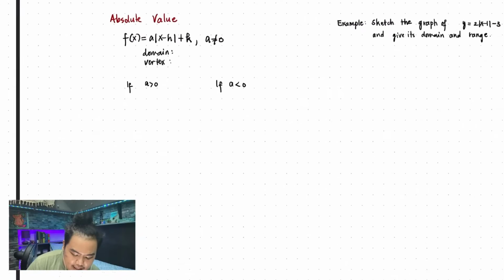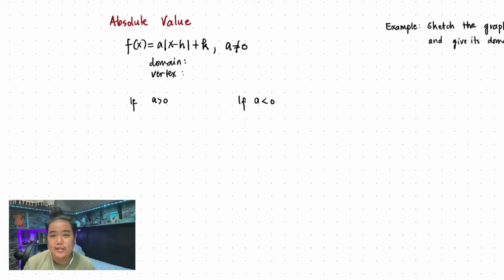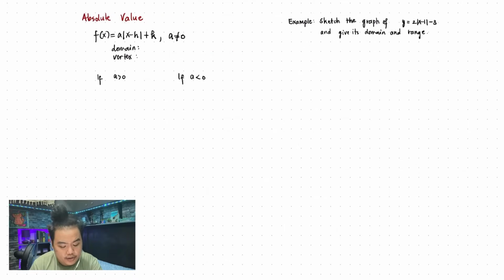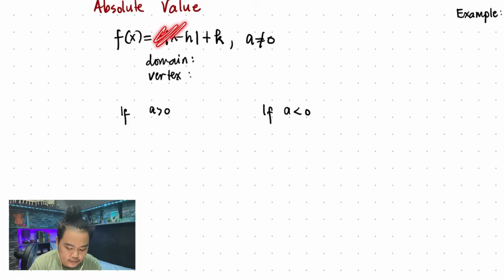So, punta naman tayo sa absolute value. Yung absolute value function na binibigay ko sa class ko para madali nilang matandaan ay parang yung sa quadratic function. Ang itsura niya is f of x equal to a times absolute value ni x minus h plus k, where a is not 0, because if a is 0, mawawala tong term na to, magiging constant function ka na lang. The domain is the set of real numbers at meron rin siyang vertex h, k.